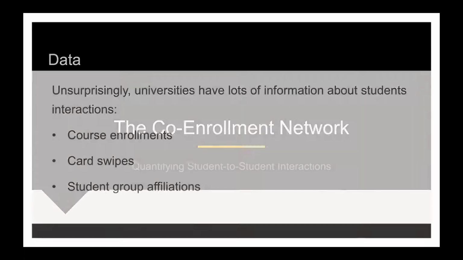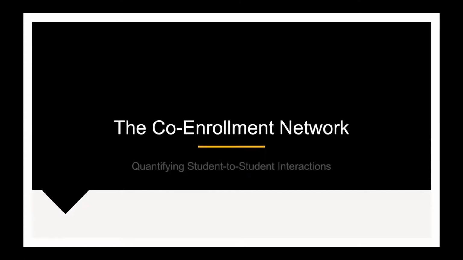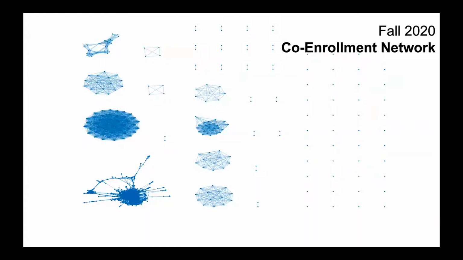We didn't use all of this data, but we started by building what I'm going to call the co-enrollment network. In the picture that I'm about to show you, there are a bunch of dots, almost 20,000 of them. Each dot represents a student, and two dots are connected by a line if they have a class together, or they both live on campus and they're roommates. Okay, so here's a visualization of the university.